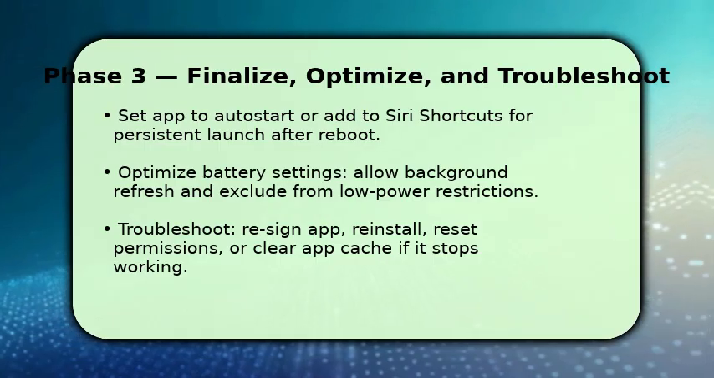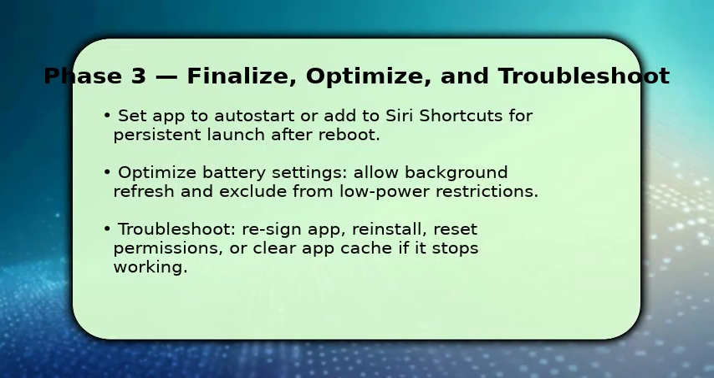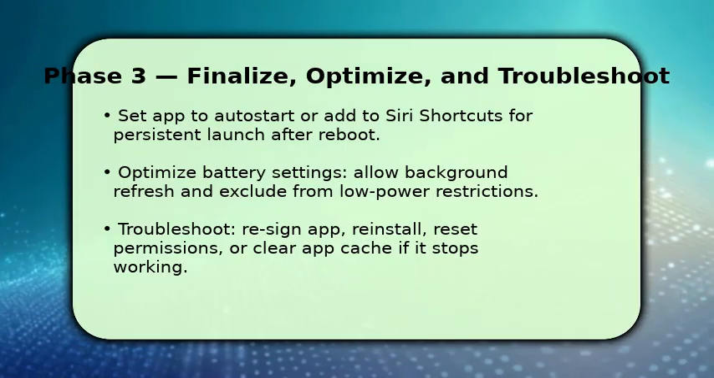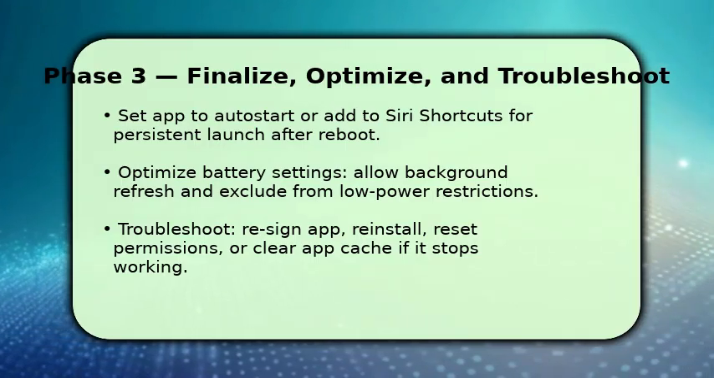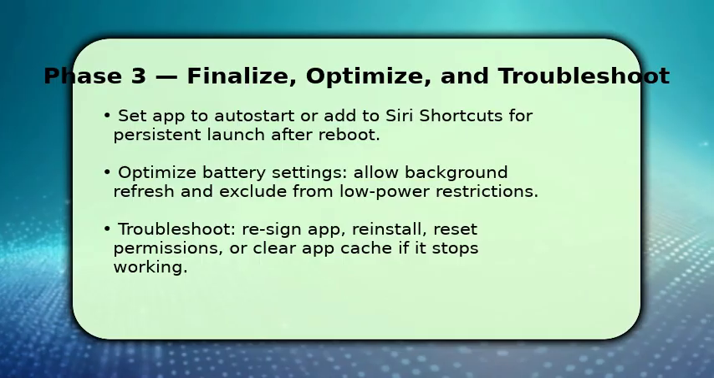Optimize battery and background refresh permissions so the island stays active, otherwise notifications may not pass through. If visuals jitter or features fail, re-sign or reinstall the app, reset notification permissions, and clear its cache. This fixes most permission and signing issues.